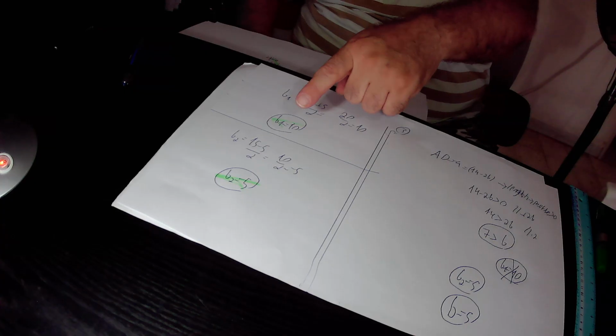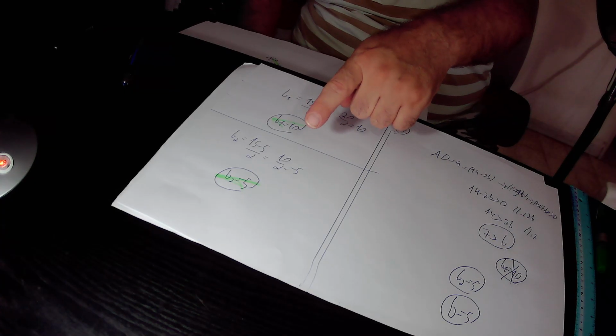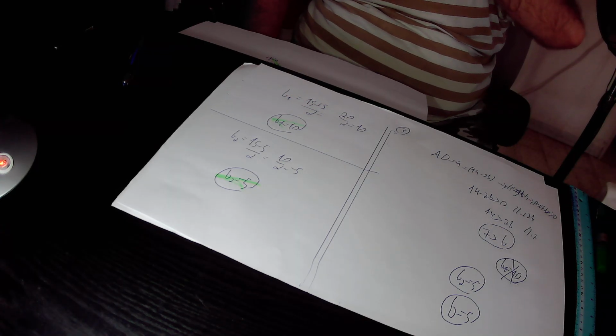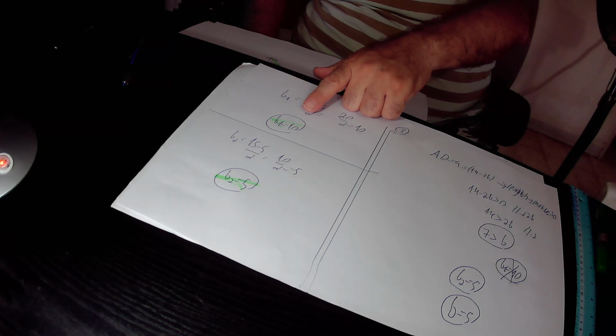The second solution for b is b2, and this equals 15 minus 5 over 2. 15 minus 5 is 10, and 10 over 2 is 5. So the second solution for b is b2, which equals 5, and the first solution for b is b1, which equals 10.